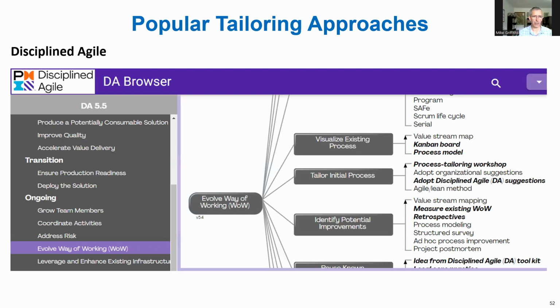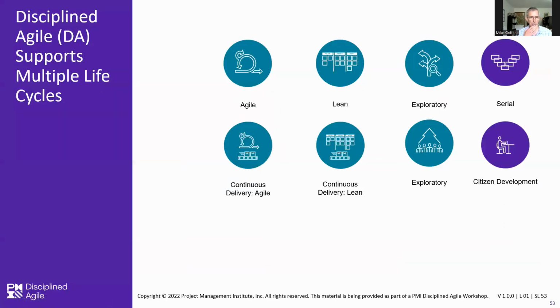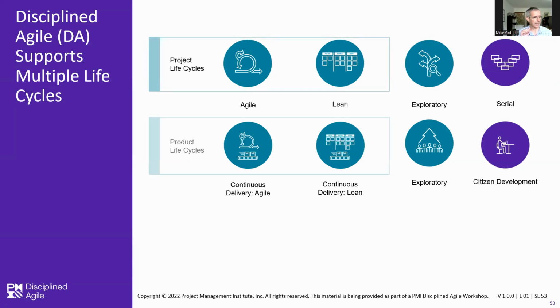So you don't have to hire an expensive Agile coach. You can just look at the tool and say, oh, well, maybe this is a good starting point, right? And you can click on it and it will give you a description around it. So Disciplined Agile is nice because it supports multiple life cycles. So we've got project-based ones, such as Agile and Lean. We've got product-based life cycles, such as continuous delivery, and a Lean version of that.